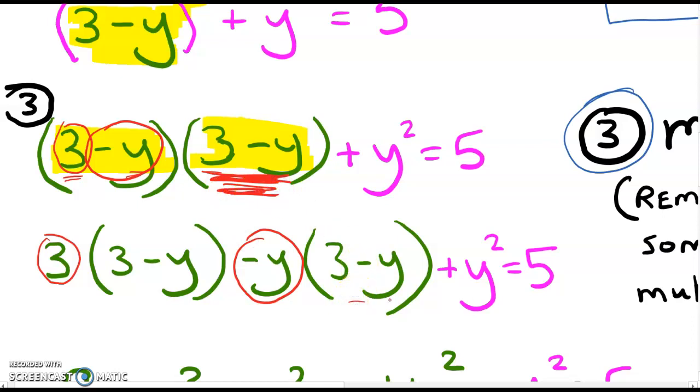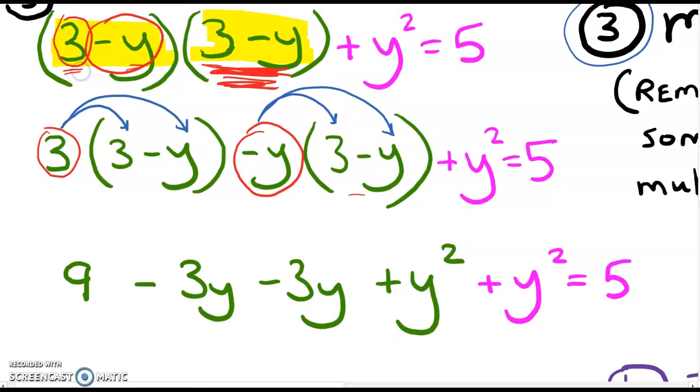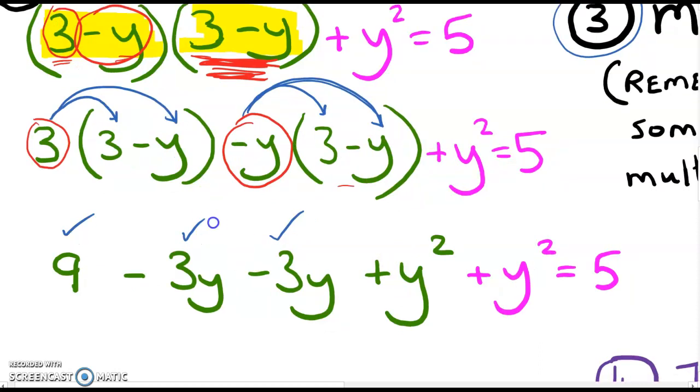Okay, now you actually start to multiply. So we have to multiply in here, and in here, and in here, and in here. And that's what this line has. So 3 by 3 is 9, 3 by minus y is minus 3y, minus y by 3 is minus 3y, and minus y by minus y, minus by minus is a plus, and you end up with y squared. So now we've done all the multiplying. And that's step 3 done.